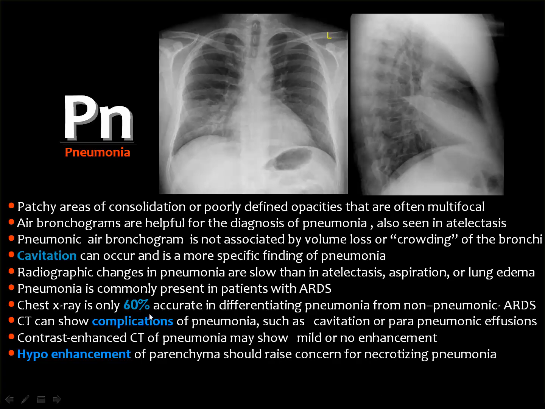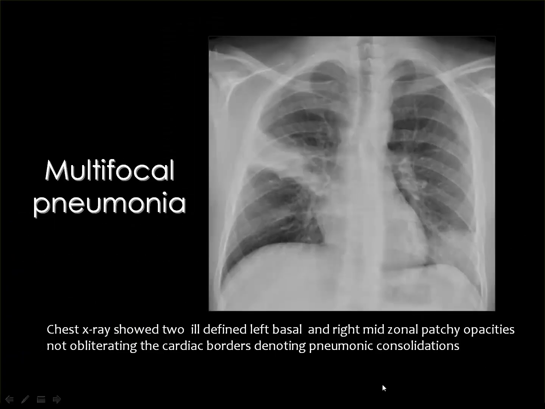The chest X-ray is about 60% accurate in differentiating pneumonia from non-pneumonic acute respiratory distress syndrome. Complications of pneumonia may include cavitation and parapneumonic effusion, and if you inject contrast material, pneumonia will show either mild or no enhancement, and hypoenhancement or no enhancement may indicate the development of necrotizing pneumonia.